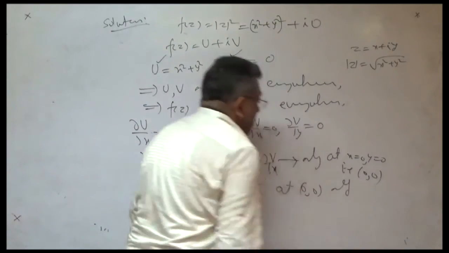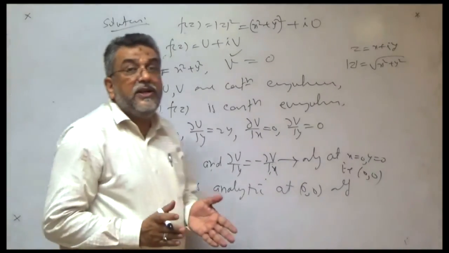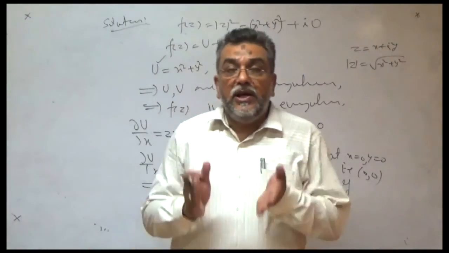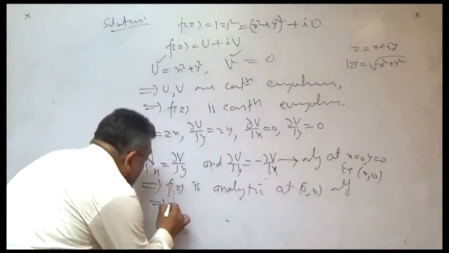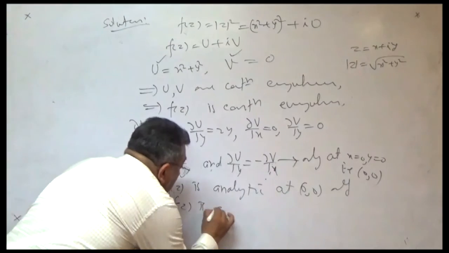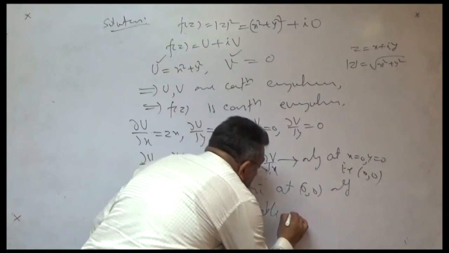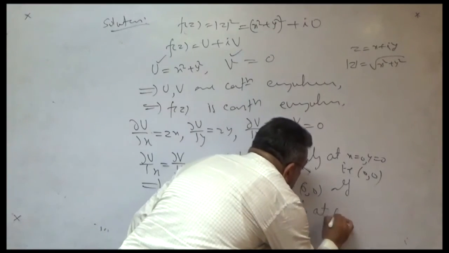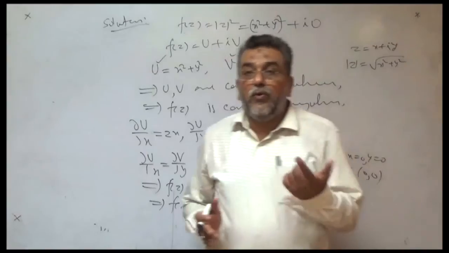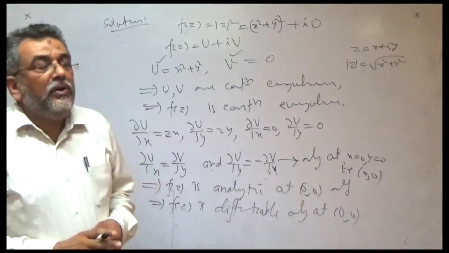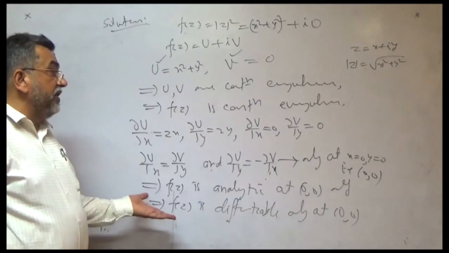only. You know that if a function is analytic, then it must be differentiable. If a function is differentiable, then it must be continuous. So we can say that f(z) is differentiable only at (0, 0). This is the answer of the second part of the question, right? So this is the basic concept by the CR equations.